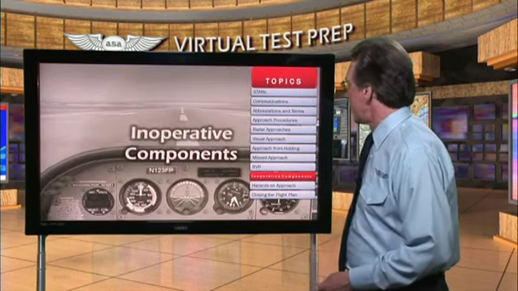This one, inoperative components. We'll take you back to the classroom now. Let's continue with the study of inoperative components. Remember Murphy's Law? There's a saying amongst pilots that it is a rare day when every single component in or on the aircraft is working simultaneously. Well, the FAA understands this and prescribes certain procedures when dealing with inoperative components.